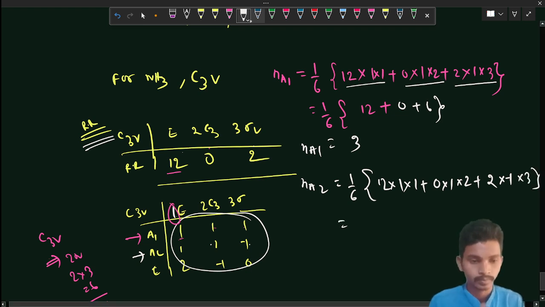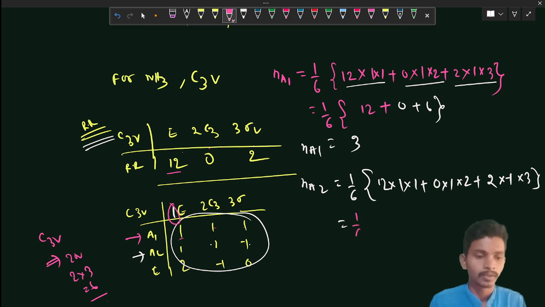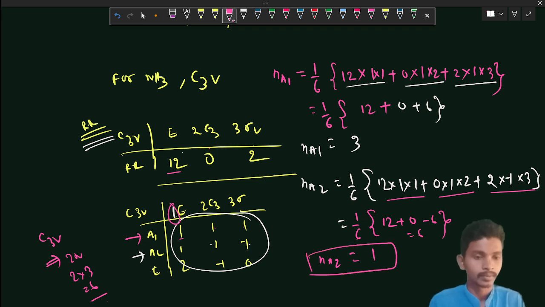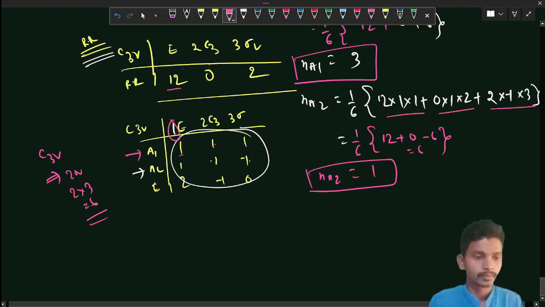Okay, so if I add it up, then 1 upon 6, that is 12, that is 0. Okay, this is 12, this is 0 and this is 2, 3 minus 6, so this is going to be again 1 because this is going to be 6, 6, 6, 1. Okay, so for A2 we get 6, for A1 we get 3. Now the last is E.